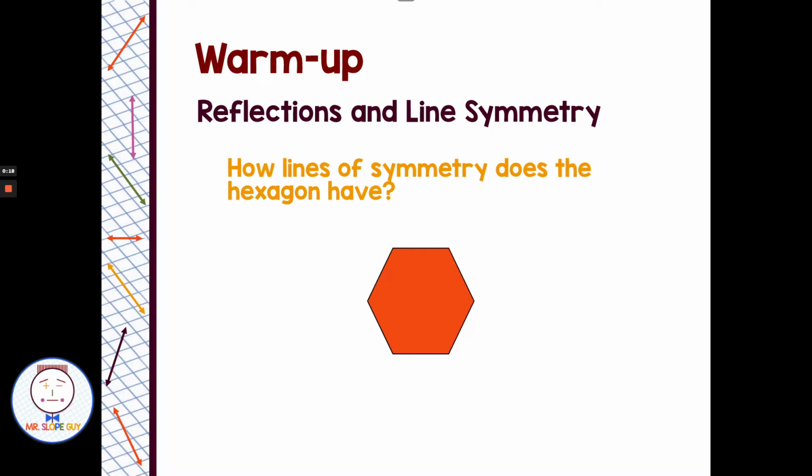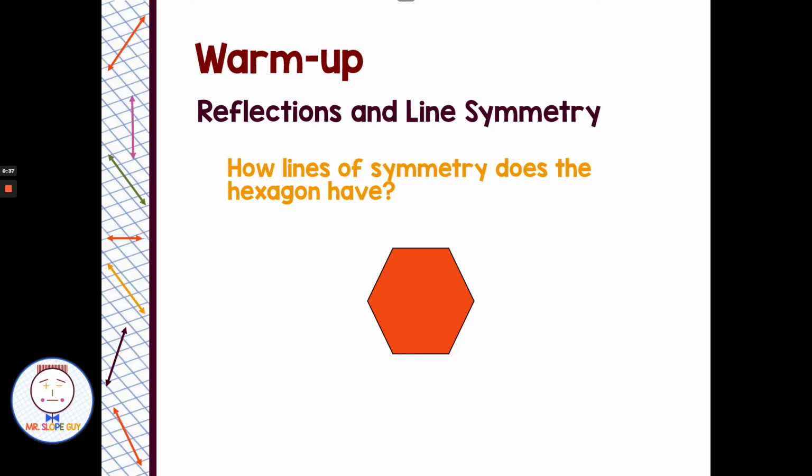So hexagons have 6 sides. And a line of symmetry is just going to draw a line that's going to cut the shape into 2 symmetric parts, 2 congruent parts that are equal in size and shape. So see how many places you can draw a line to cut that shape in half.